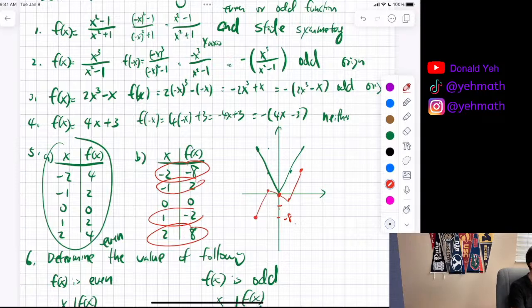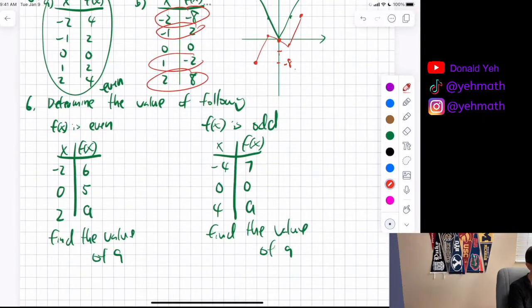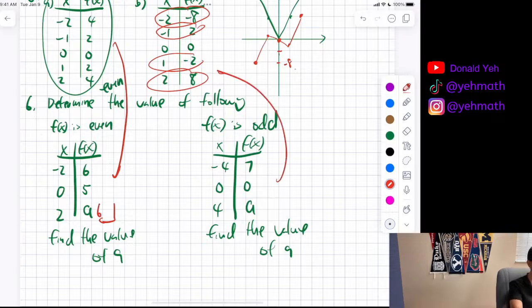Are you guys doing okay? How do you tell an even and odd function? Now this is even, guess what? Same logic as this. This should have the same, so this one should be 6. And this one should be the opposite, so it's negative 7. It does not take you a long time to figure out which it is.